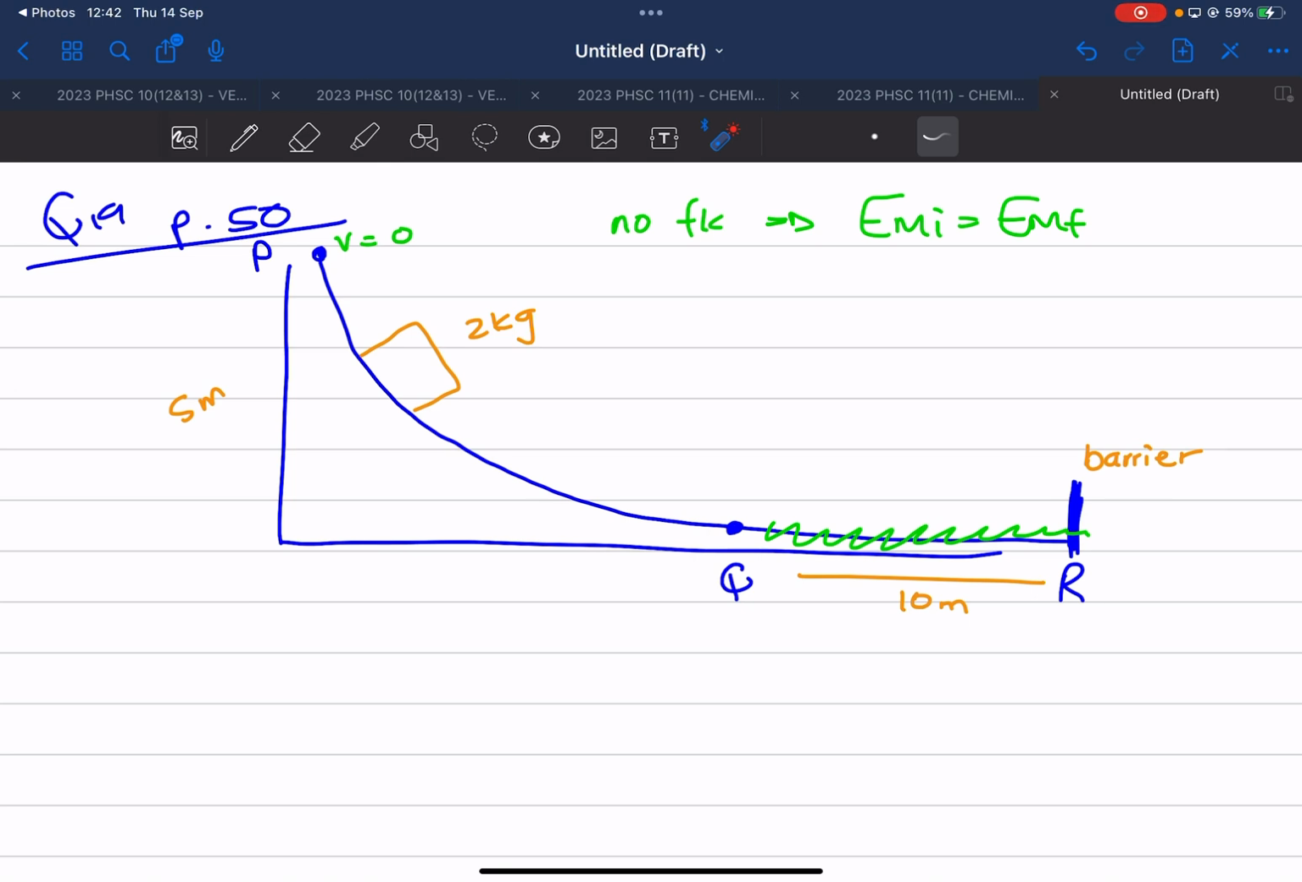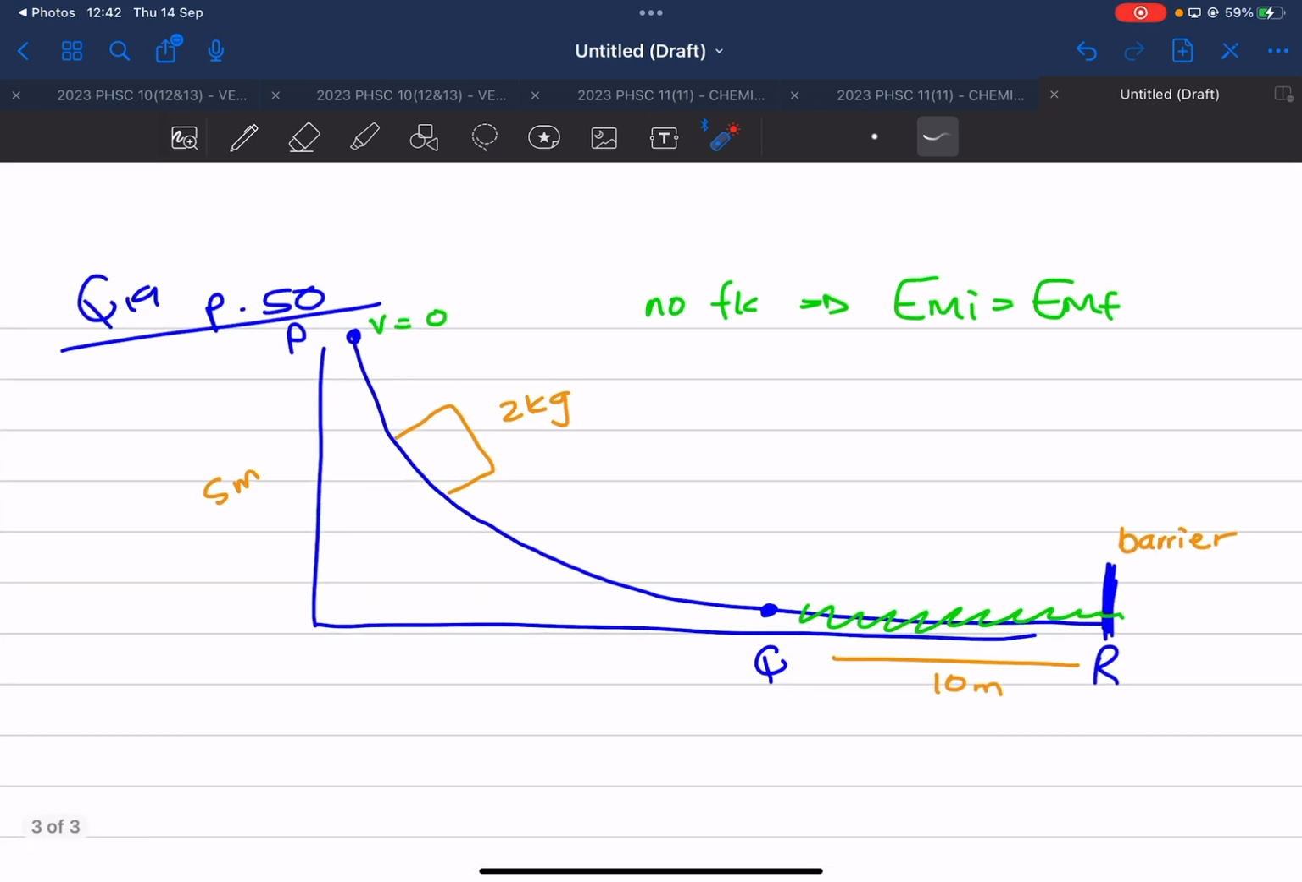State the principle of conservation of mechanical energy. Conservation of anything means what you have at the beginning must be equal to what you have at the end in an isolated system. Okay. Maar nou net, wat is at the beginning? The mechanical energy at the beginning is equal to the mechanical energy at the end.